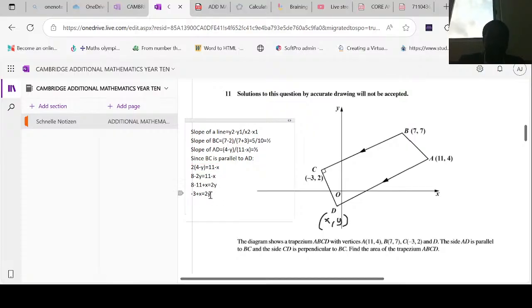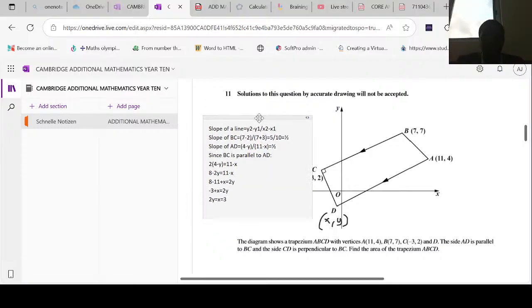Which can still be written as 2y equals x minus 3, because negative 3 plus x is the same thing as x minus 3. You understand? Negative 3 plus x is the same thing as x minus 3. But since we want to make y the subject of the formula, we have to divide through by 2.